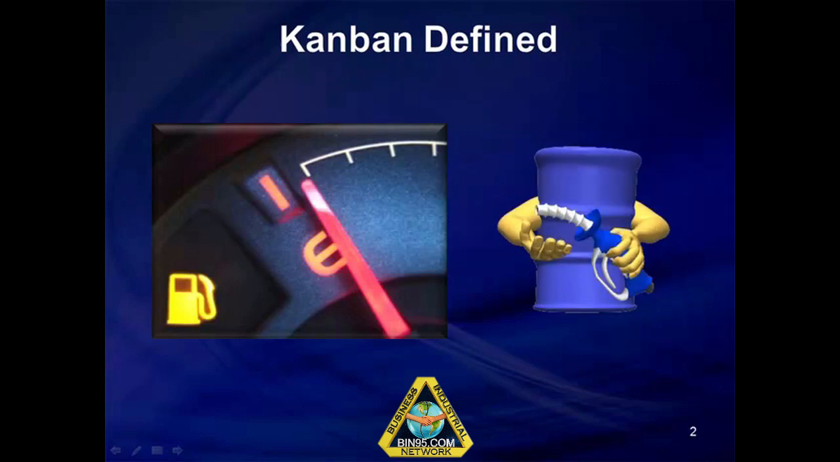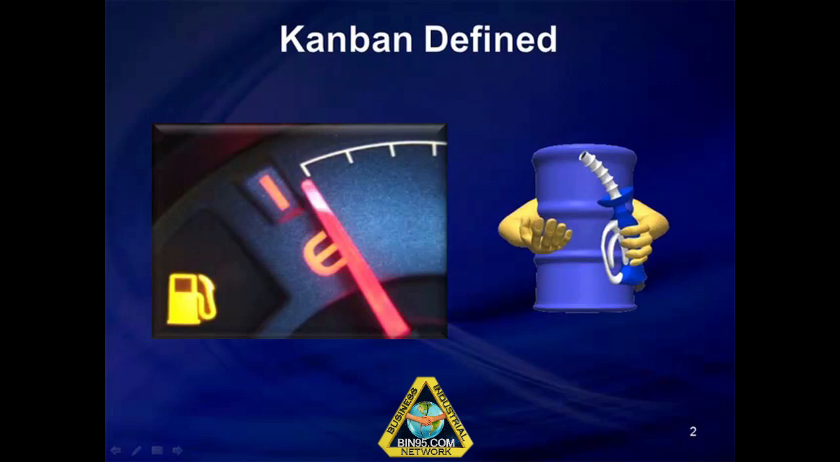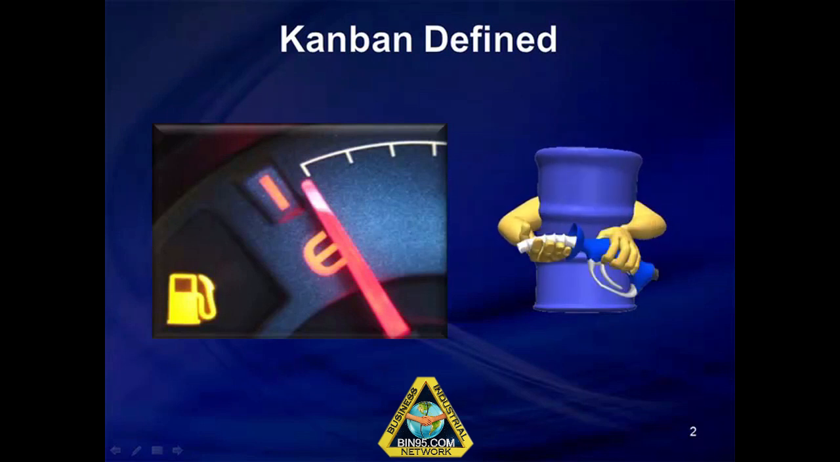delivered. Our cars have a gas gauge that works on the Kanban principle. It signals you when the gas has been consumed and more gas is required.